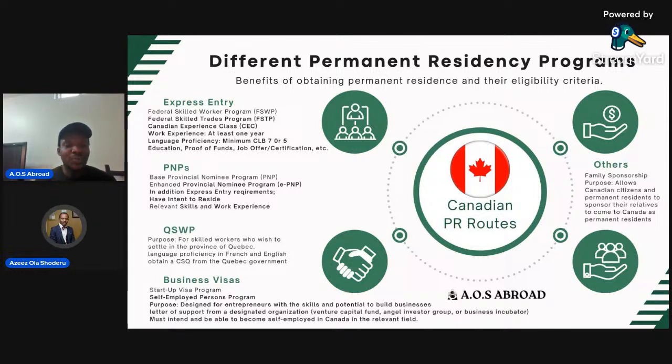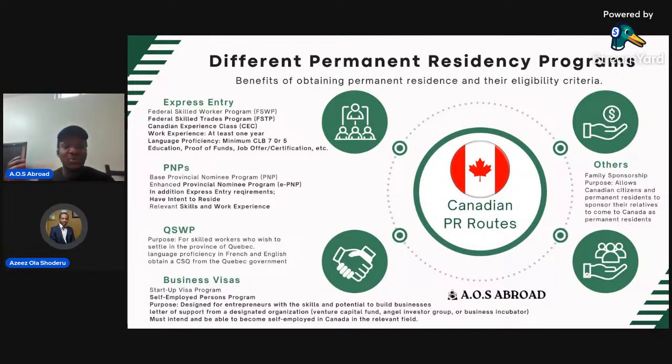The purpose is designed for entrepreneurs with the skills and potential to build businesses. They have to get a letter of support from a designated organization like a venture capital fund, an angel investor group, or a business incubator, and they must intend and be able to become self-employed in Canada in their relevant fields.